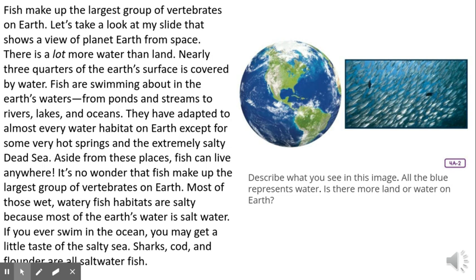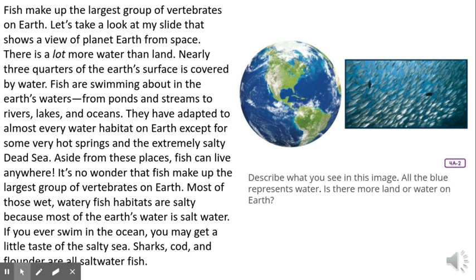Fish are swimming about in the Earth's waters, from ponds and streams to rivers, lakes, and oceans. They have adapted to almost every water habitat on Earth except for some very hot springs and the extremely salty Dead Sea. Aside from these places, fish can live anywhere. It's no wonder that fish make up the largest group of vertebrates on Earth.